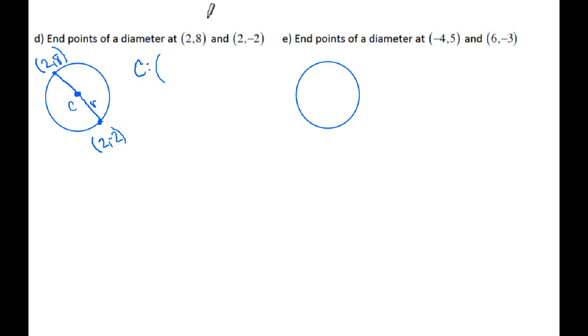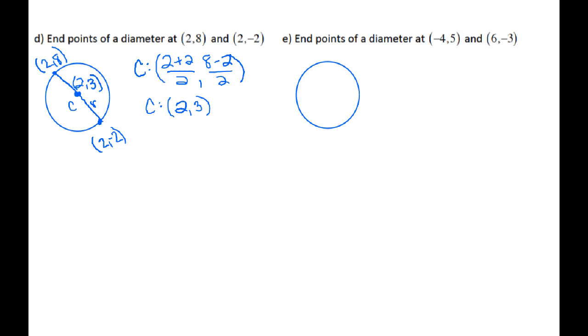So for my midpoint, I'm going to add my x's, divide by 2, add my y's, divide by 2, and so my center is at 2, and then 8 minus 2 is 6 over 2, so your center is going to be at 2, 3. Now the other piece of information that we're missing is the radius. So the radius, once again, you can use the distance.